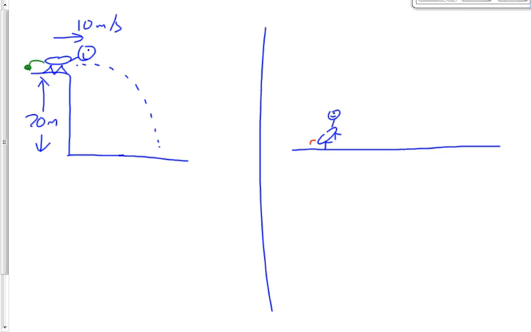Versus our red-tailed buffalo that's jumping. Do you know that the red-tailed buffaloes actually can jump pretty high and pretty far? Okay, so this red-tailed buffalo is jumping up at an angle of, let's say, what angle do you want to use?